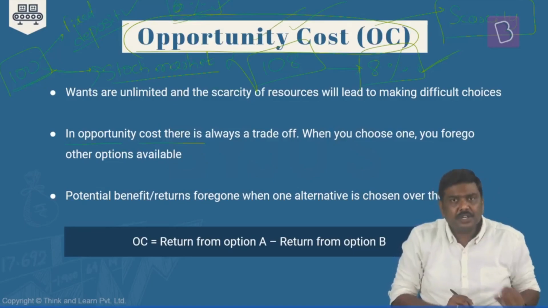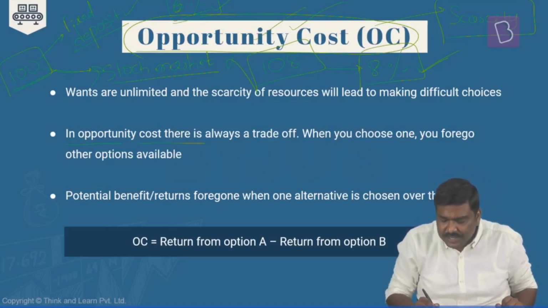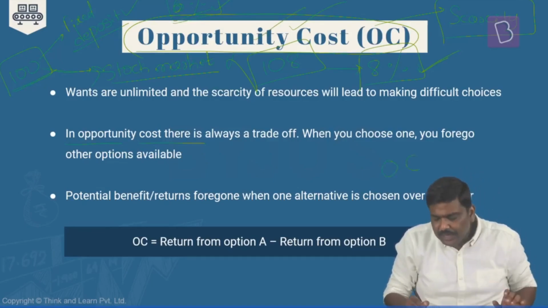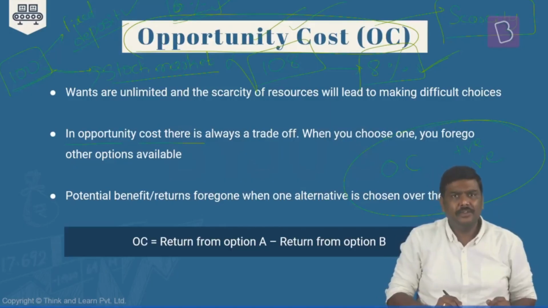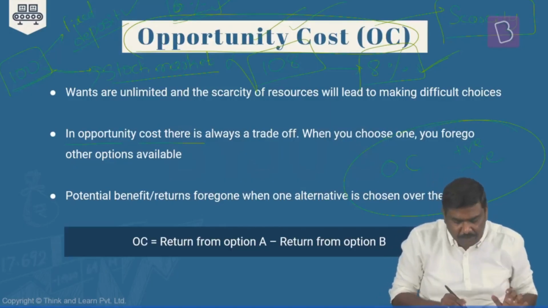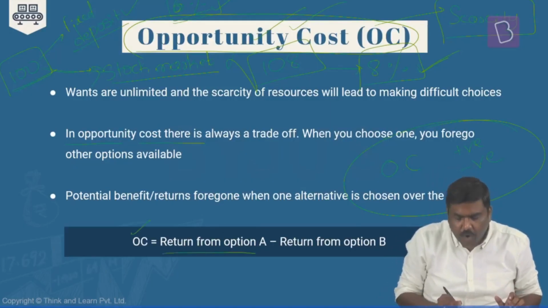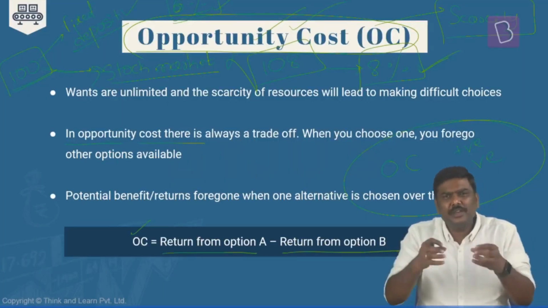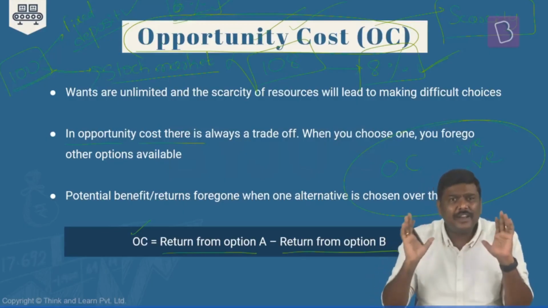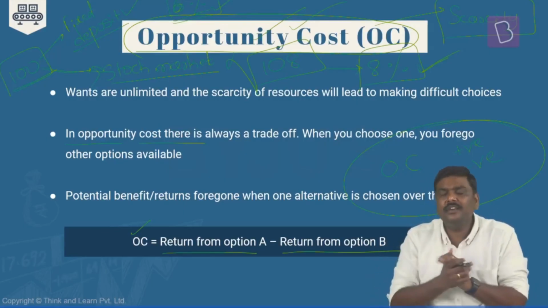And whenever there is an opportunity cost, please understand this. We'll generally say that opportunity cost can be positive, can be negative. Okay, opportunity cost can be positive or can be negative. And the simplest representation of opportunity cost will be return from option A minus return from option B. Although different books will give it different formulas, do not worry about the formula, do not run behind the formula.